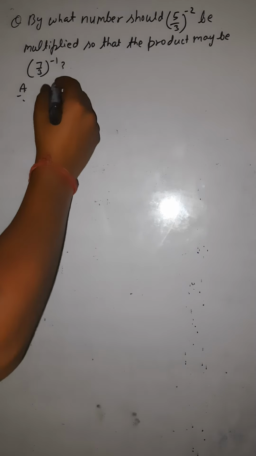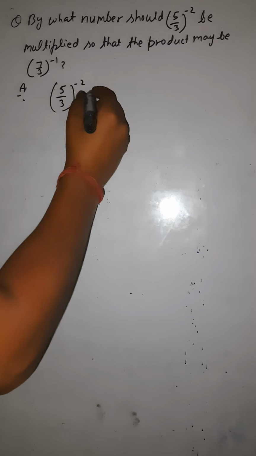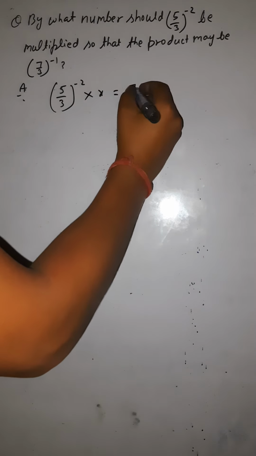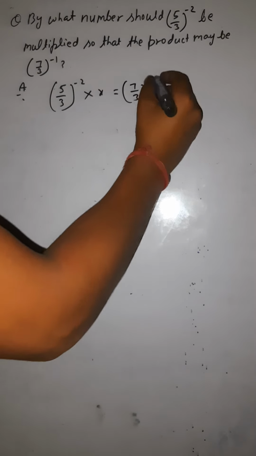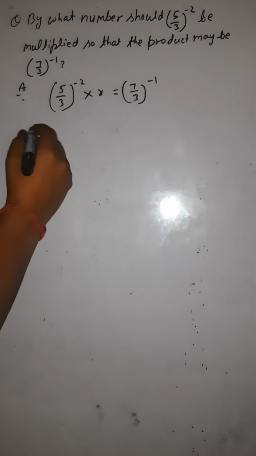Okay, just solve this. Let's say we are multiplying this 5 by 3 whole raised to the power minus 2 by x, and the answer that we are getting is 7 by 3 whole raised to the power minus 1. Okay. Now, if you see, you are to find the value of x from here. So, how do you find?